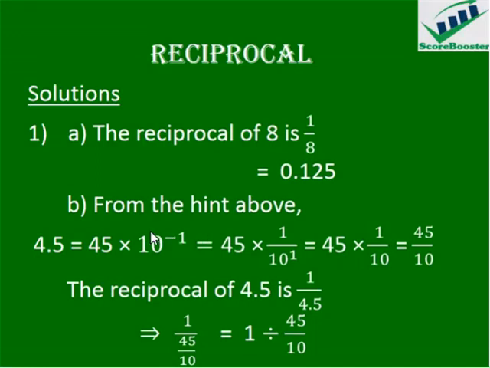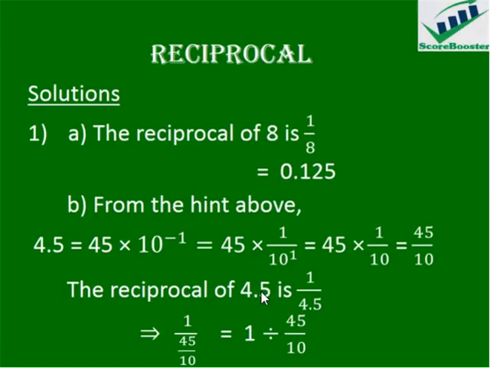And from the hint, we are told that 10 raised to the power minus n equals 1 over 10 raised to the power n. So we have 45 times 1 over 10 raised to the power 1. And you know that 10 raised to the power 1 is also equal to 10, which is what? 45 times 1 over 10. And 45 times 1 over 10 will give 45 over 10. So the fractional form of 4.5 is what? 45 over 10.